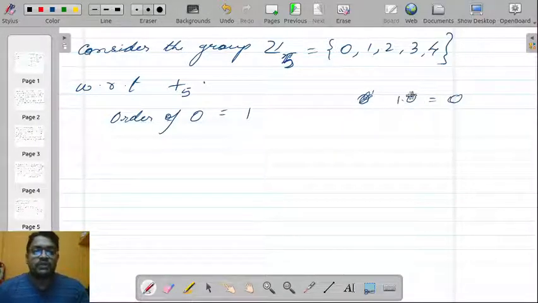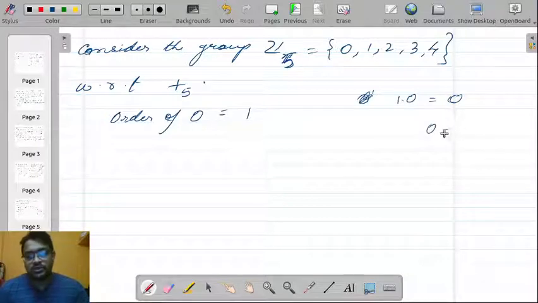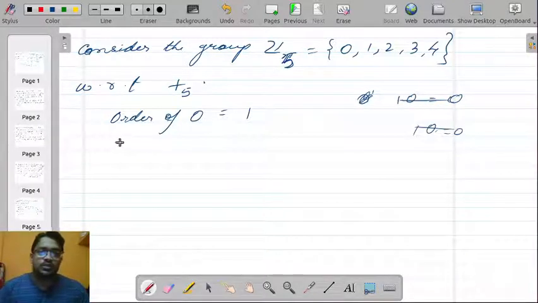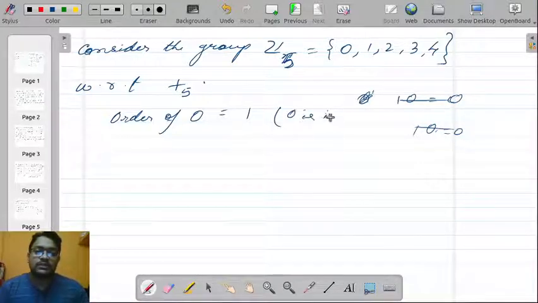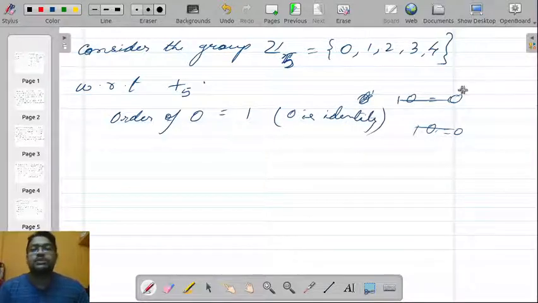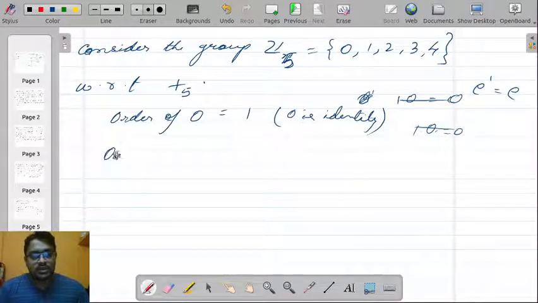It means 0 added to itself, not added actually; 0 is just 0. So actually we are taking only one 0. So the order of 0 is 1. 0 is the identity element. So the order of the identity is always 1, because the identity itself satisfies e to the power 1 equal to e. Then the order of 1.